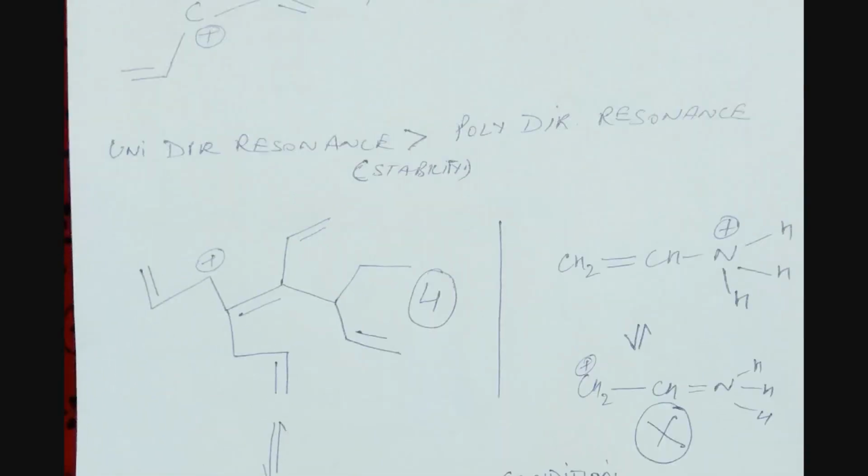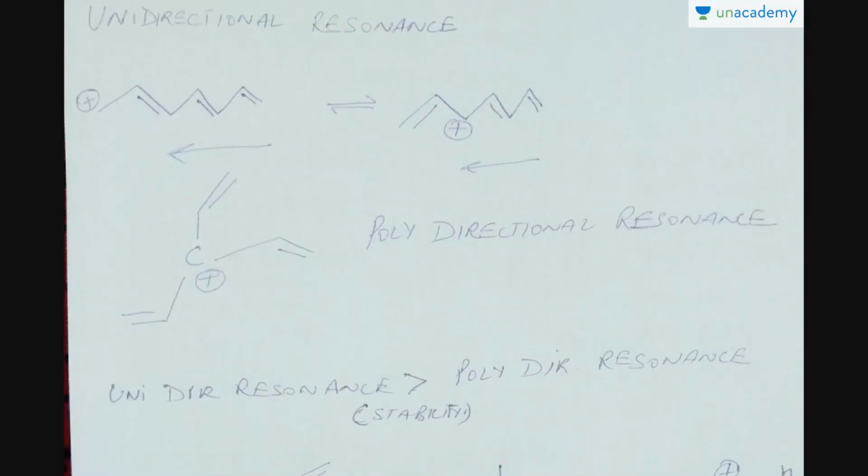Okay, now we come to the concept of unidirectional resonance. Here in this molecule we have a carbocation at one end and all the double bonds are at one end. So what will happen is this will shift there, this second one will shift there, this third one will shift there. So the electron flow is always in one direction, therefore the energy will not be scattered. The energy flow will be only in one direction, and that is more stable.